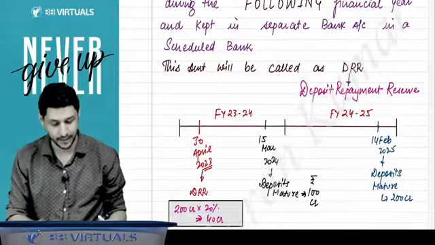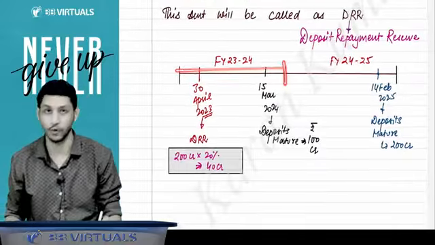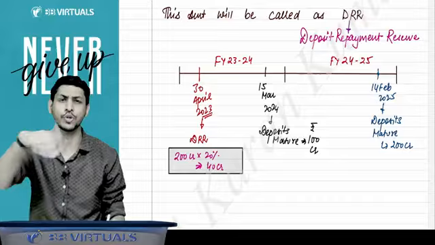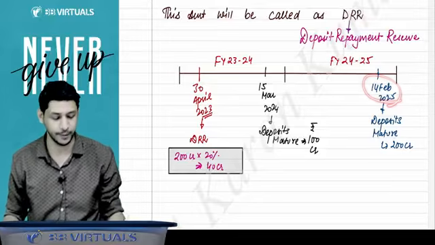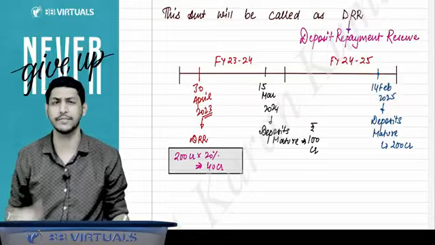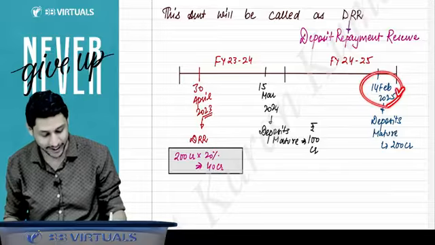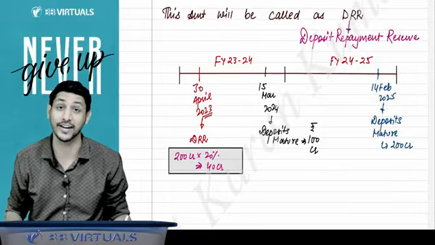Sir, give us an example. For example, the financial year 23-24 is going on right now and the next financial year is 24-25. So in the next financial year, let's say on 14th of February 2025, that is a very auspicious day, on that day the deposits are going to mature for rupees 200 crore.